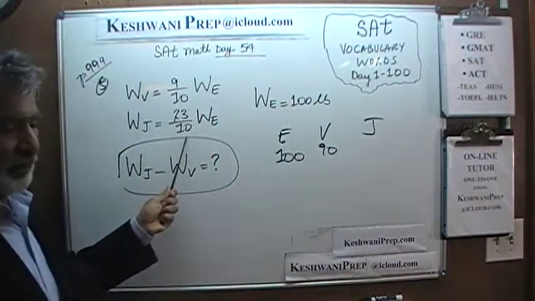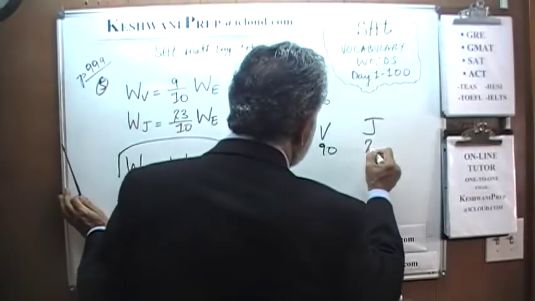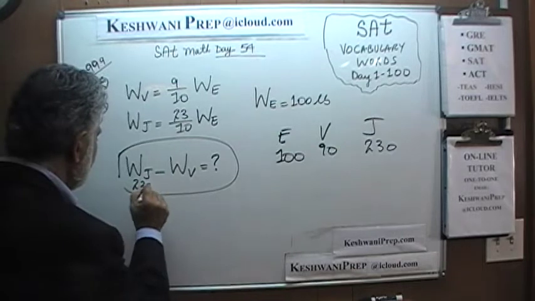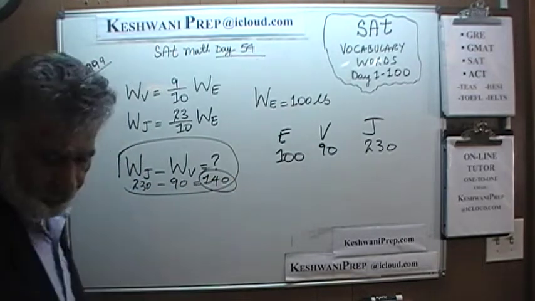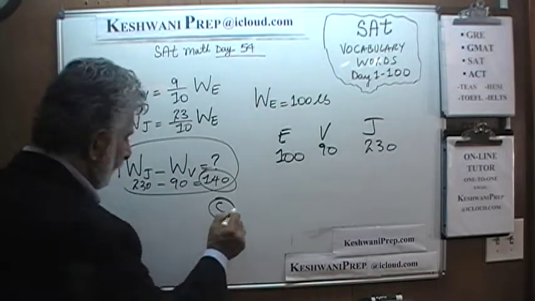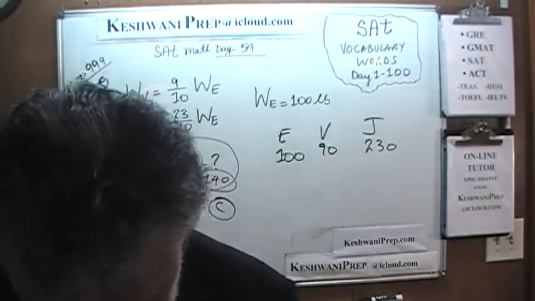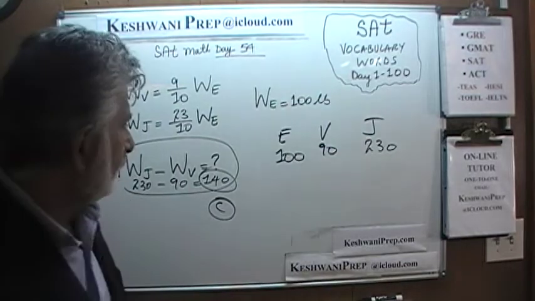And 23/10 of 100 is 230. Oh, there you go. It's just 230 minus 90. 230 minus 90, that's 140. That's 140, and that's answer choice C. Let's move on. In the next question, number 6.